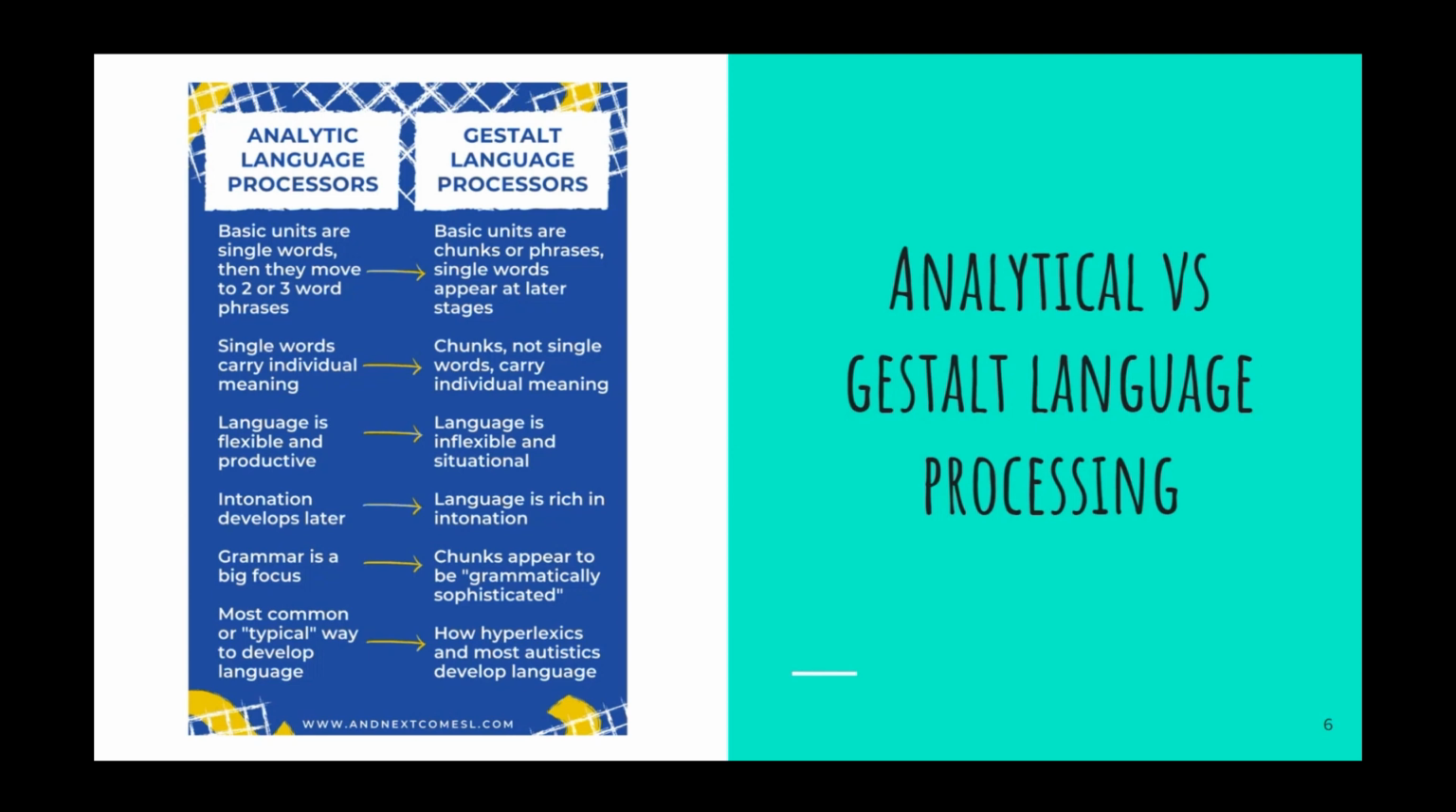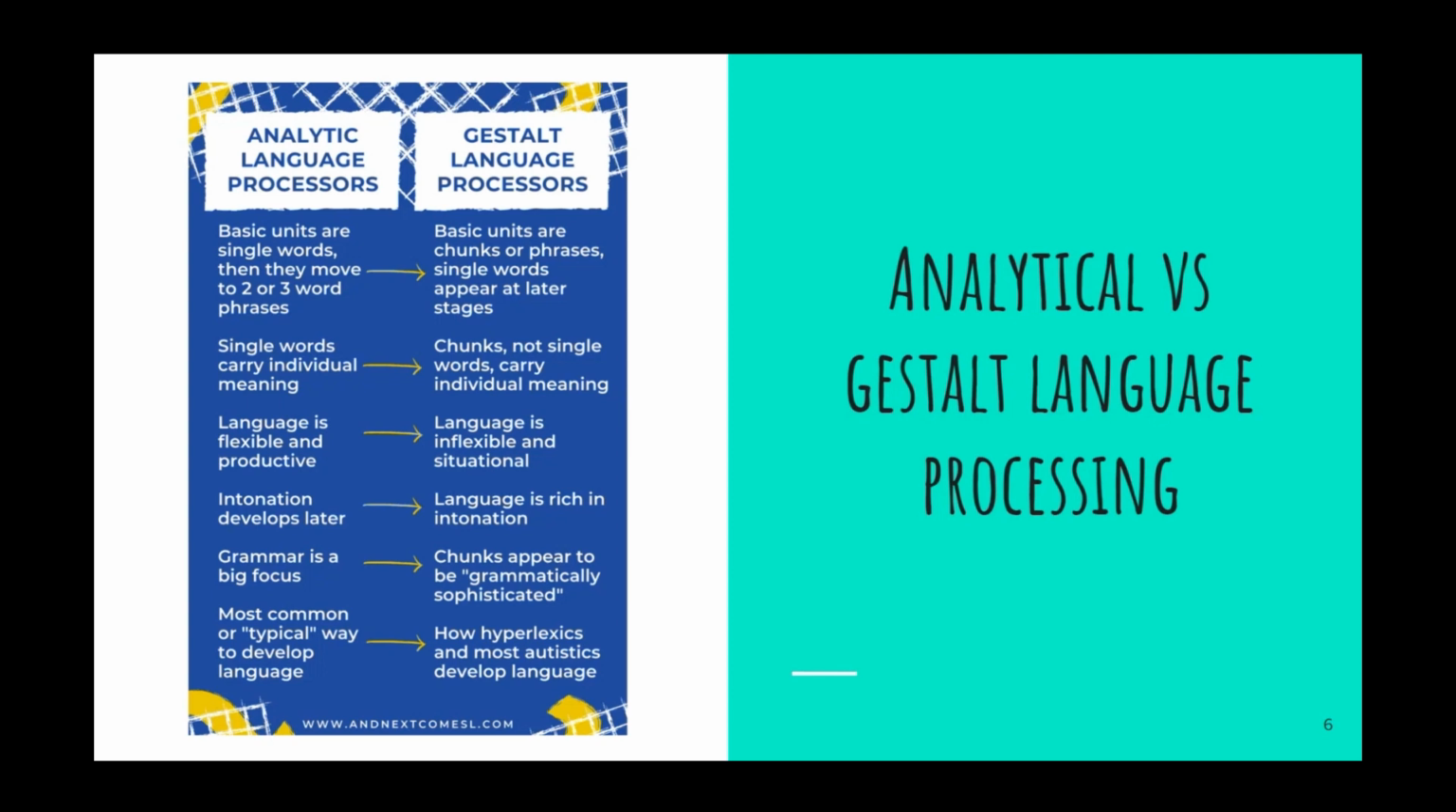Another key implication to think about is that it can be a lot harder to work out how much a Gestalt language processor is actually understanding from language. Their expressive language might not match their understanding of language. So, for example, if they're in quite early stages of Gestalt language processing, they'll be using phrases that actually have quite complex grammar because that's how they've been learned. They've learned them word for word. But actually, that child might not understand a lot of that complex grammar. And it can go the other way around when that child is in the later stages of Gestalt language processing, which we'll touch on in a few slides' time.